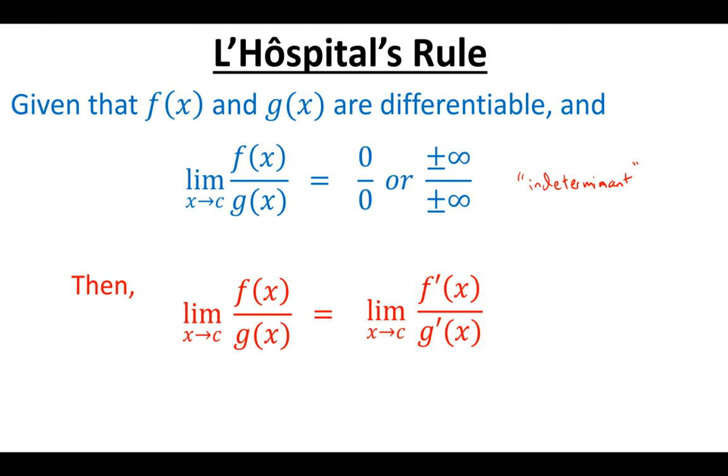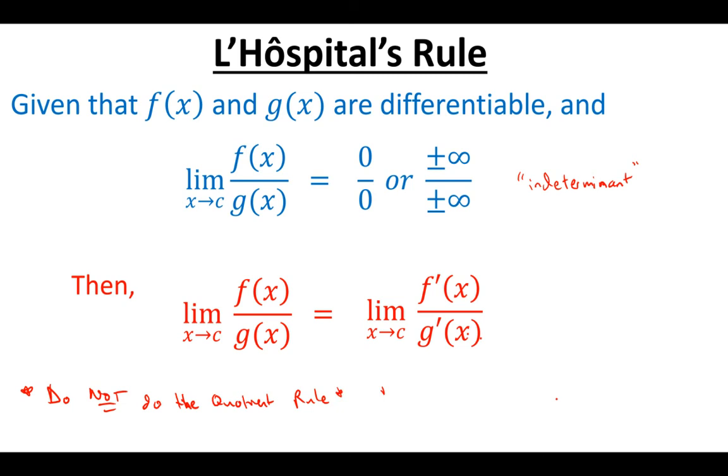So all we do is take each derivative, doing them separately. Do not do the quotient rule. There are two disclaimers here. One is do not do the quotient rule, because we're taking each one separately. So you don't want to do f prime times g minus f g prime over g squared. Do not do that, because again, we're doing each one separately. So do not do the quotient rule.